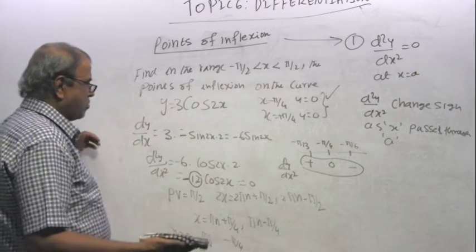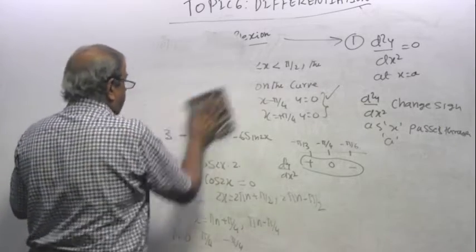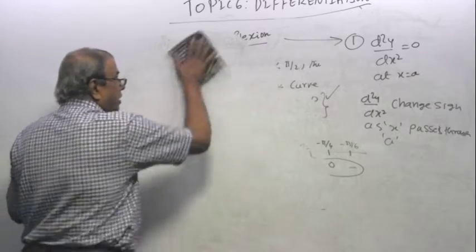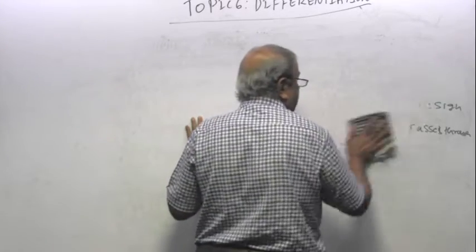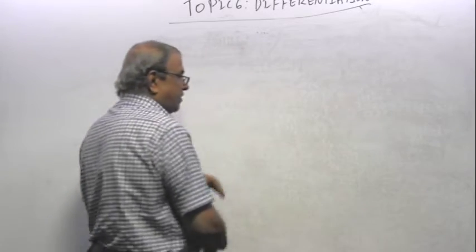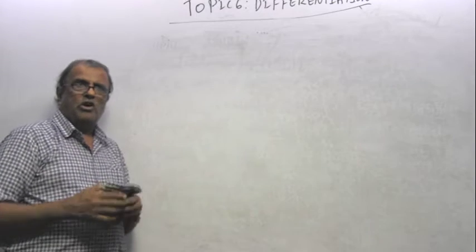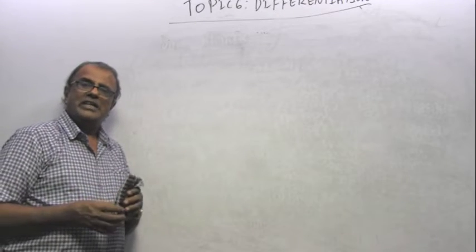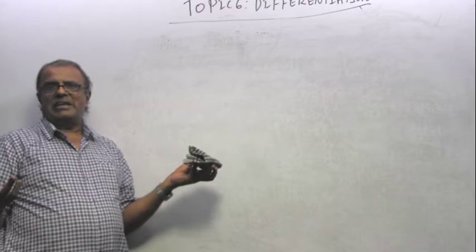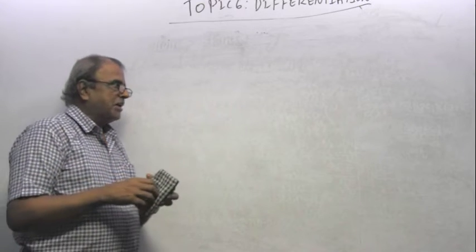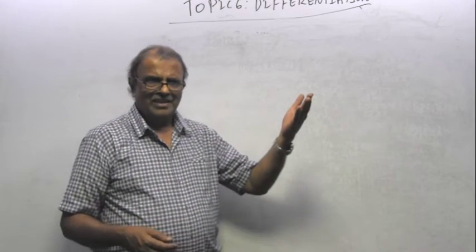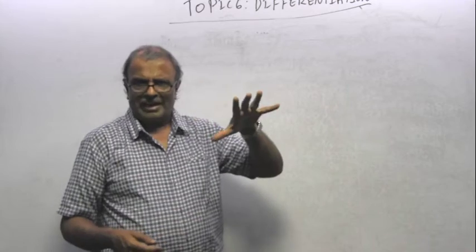So to recollect, remember dy by dx equal to 0 gives you stationary values. But if dy by dx is 0 and d squared y by dx squared is 0, there is no guarantee that it is a point of inflection, because if you took y equal to x power 4, it would be a minimum point, whereas if you took y equal to x power 3, it would be a point of inflection. So it depends. I don't want to go beyond that, so I'll stop at that stage.